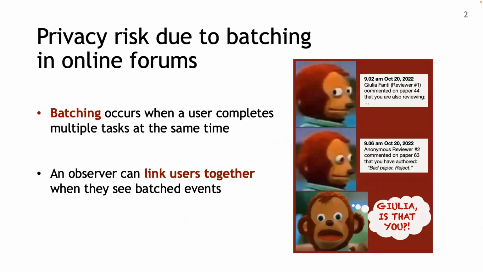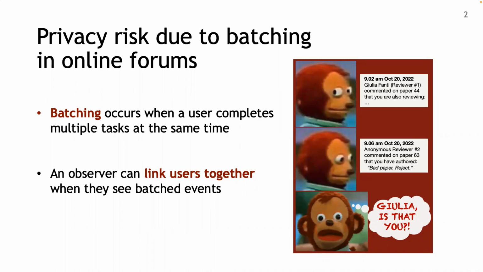Now, in all of these settings, people tend to engage in a really natural behavior that we'll call batching. And batching occurs when a user completes multiple tasks at the same time. So anytime you log in and check your email and respond to all your emails at once, we'll say that you're batching your tasks. And this can actually lead to some bad privacy risk.